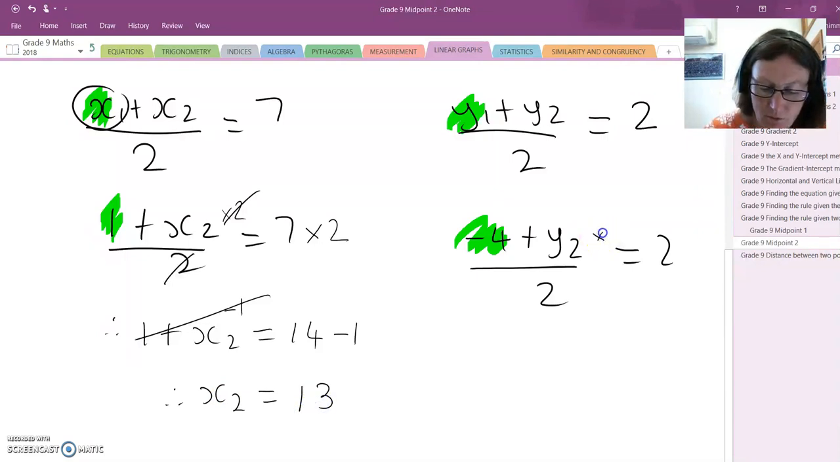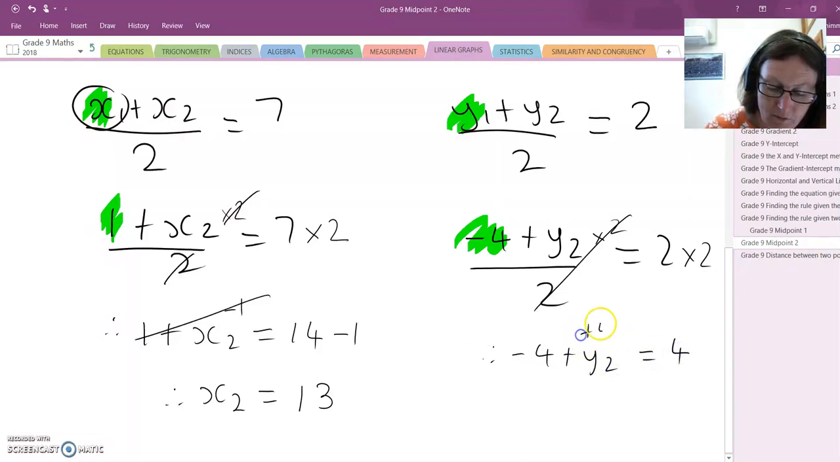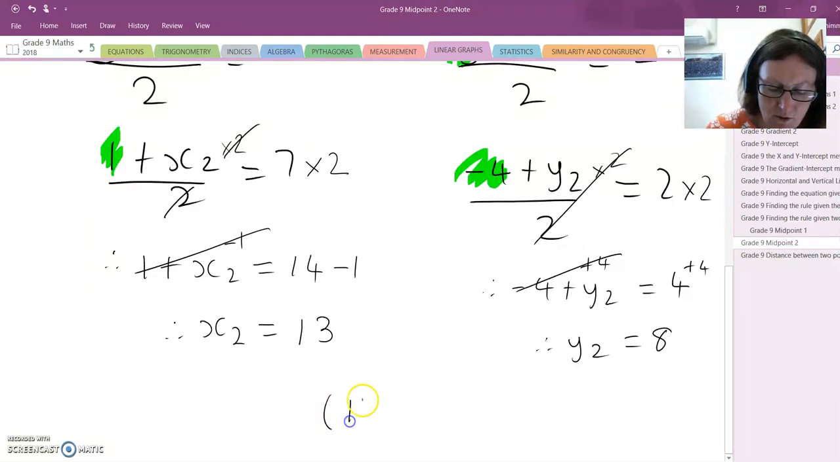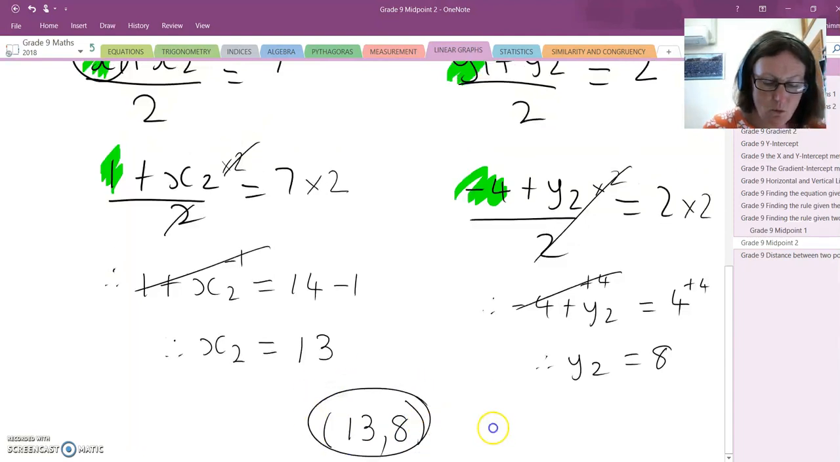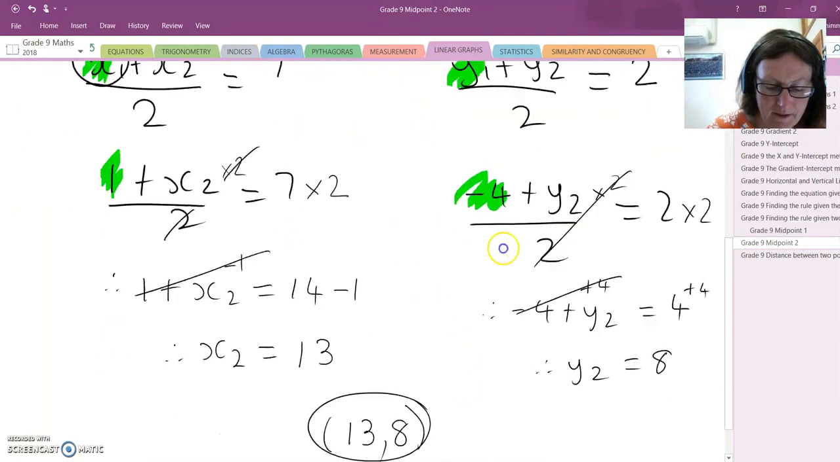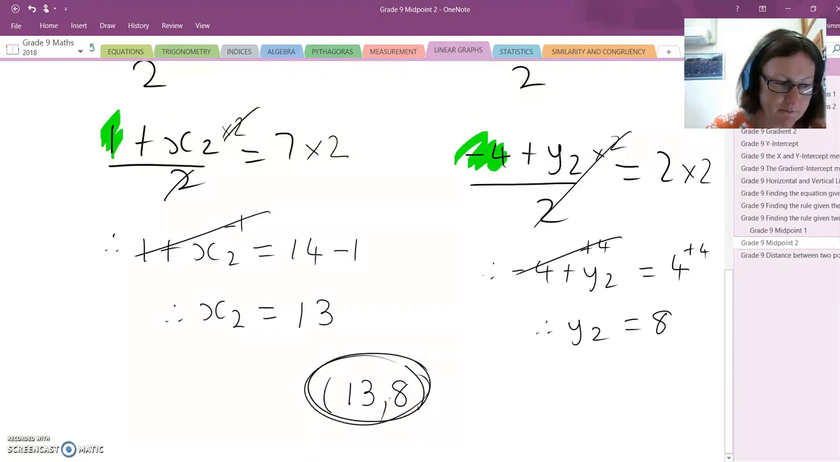Over here, I'm going to multiply both sides by 2. So -4 plus y2 is equal to 4. I'm going to add 4 to cancel that out, add 4. So my y2 is 8. So in other words, my x2 is 13 and my y2 is 8. So this is the coordinate of my second point. This is my first point, this is my midpoint, and then this is the other end of the line.